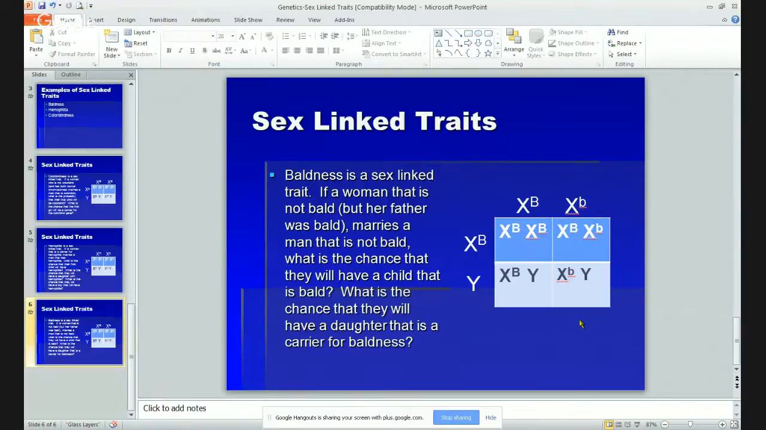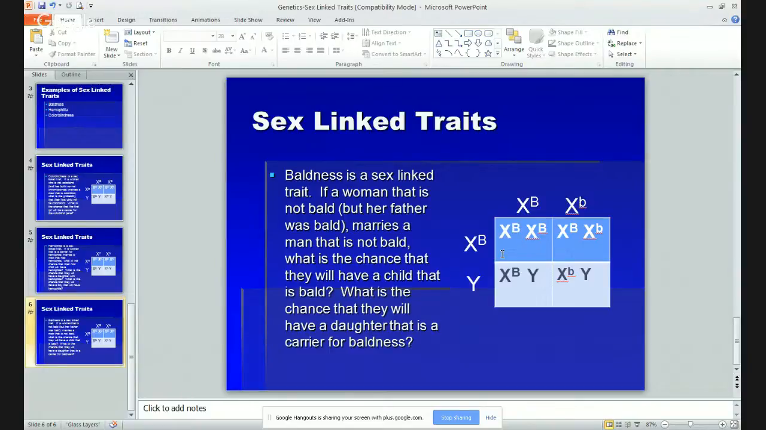Now, if grandpa, her dad, was not bald, then both boys would be in the clear. Unless grandma, her mom, passed on a gene, but usually that doesn't happen. So, but this is sex-linked traits.